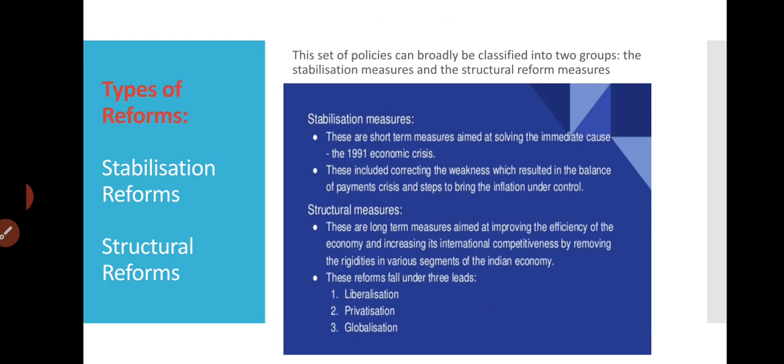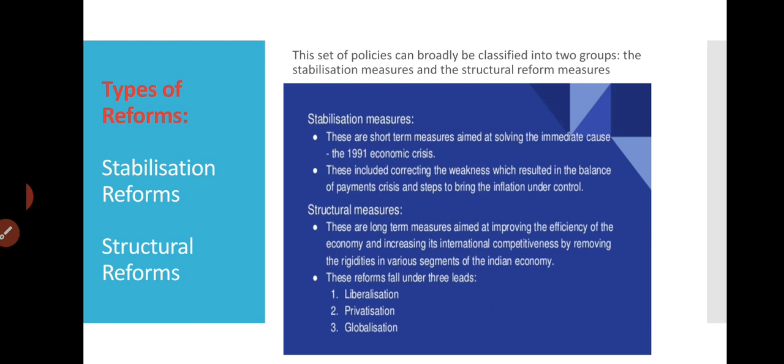Now the reforms which were introduced that time, they were of two kinds: stabilization reforms and structural reforms. Now stabilization reforms were short-term reforms. The purpose of these reforms was to stabilize the economy immediately, right? Like to meet the balance of payment crisis or to check the inflation which had witnessed double digits also.